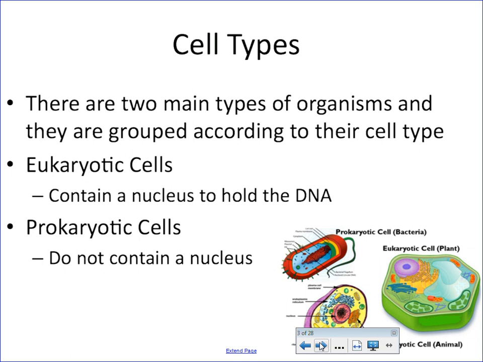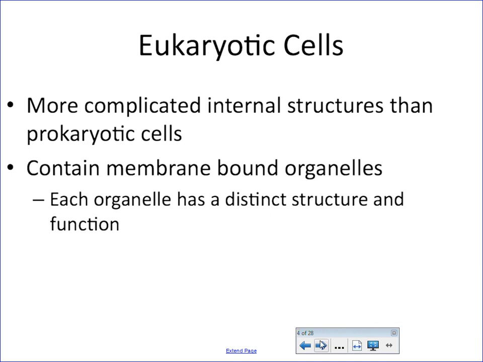So there are two main types of organisms, and they are grouped according to their cell type. There are eukaryotic cells and prokaryotic cells. Eukaryotic cells contain a nucleus that holds the DNA, and prokaryotic cells do not contain a nucleus. There are many other features that distinguish the two cell types, but this is the main feature.